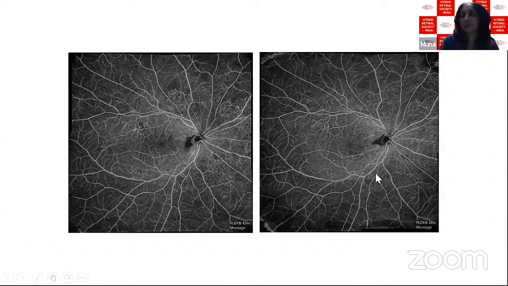What happens when you follow up a patient? This is a gentleman who had panretinal photocoagulation as well as anti-VEGF injections for high-risk PDR and CSME. And you see his neovascularization on the disc here. You have neovascularization here. And he just came for a review after 3 weeks.